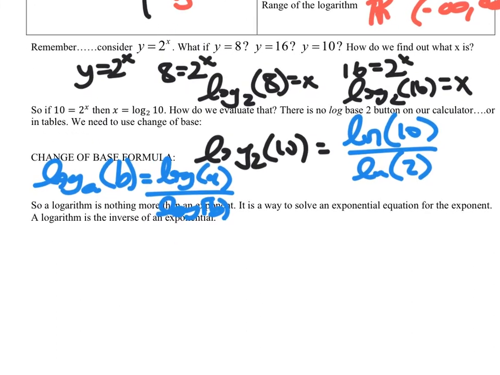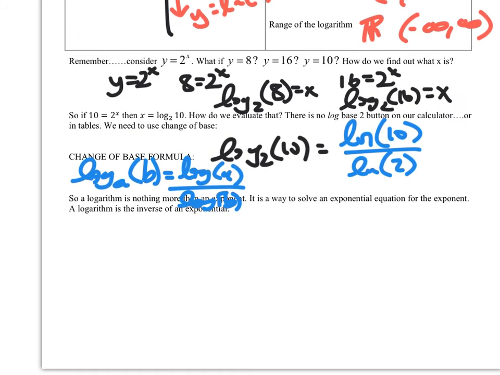So a logarithm is nothing more than an exponent. It is a way to solve an exponential equation for the exponent. A logarithm is the inverse of an exponential function.